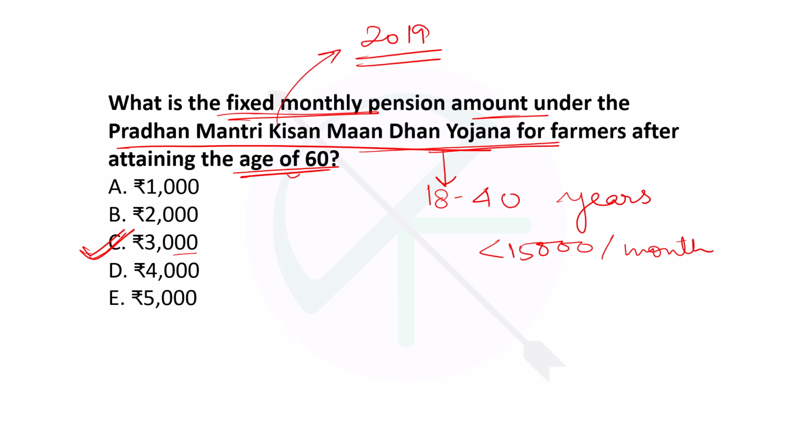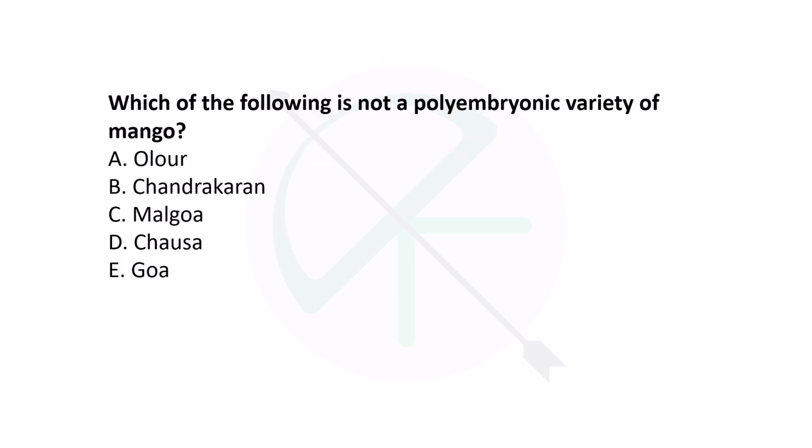Okay. So which of the following is not a polyembryonic variety of mango? Olor, Chandrakaran, Malgova, Chausa and Goa. So out of all these five, Olor, Chandrakaran, Malgova and Goa are polyembryonic. Only Chausa is the monoembryonic variety. So let us know what the polyembryonic and monoembryonic varieties of mango are.